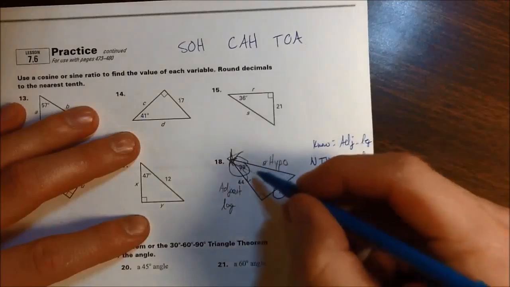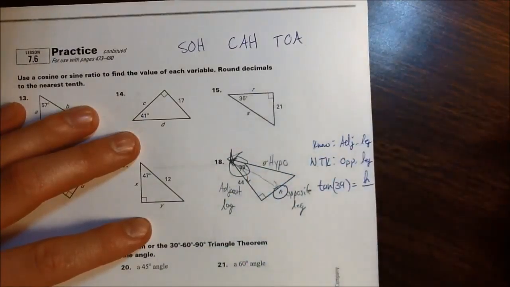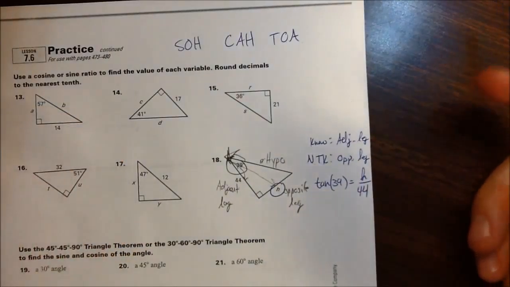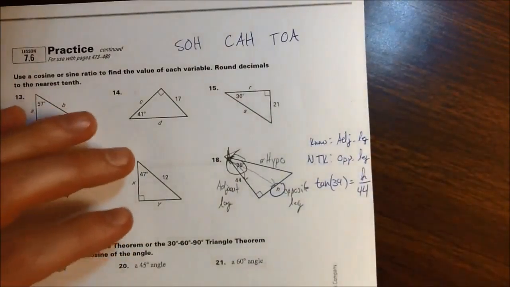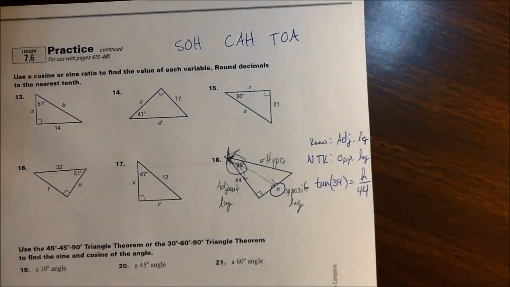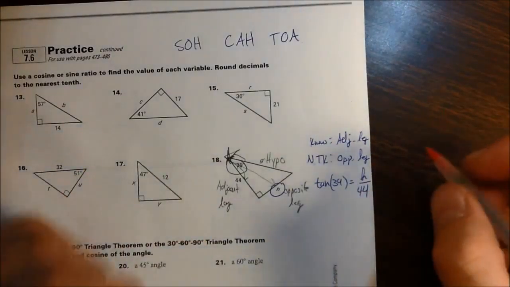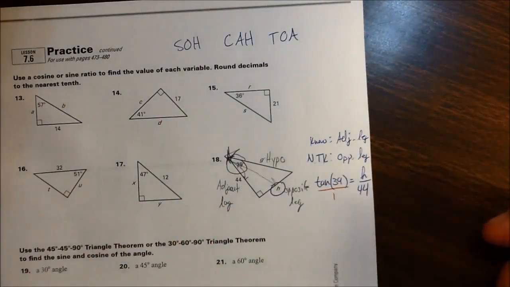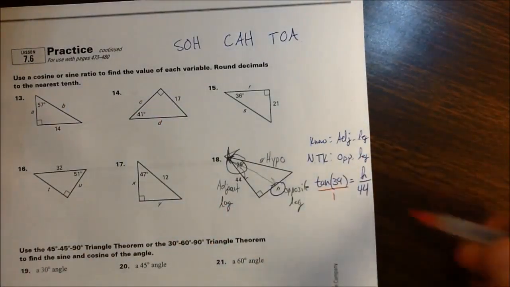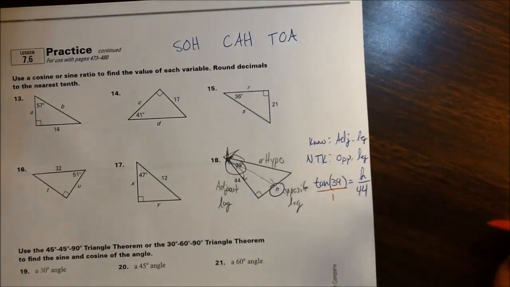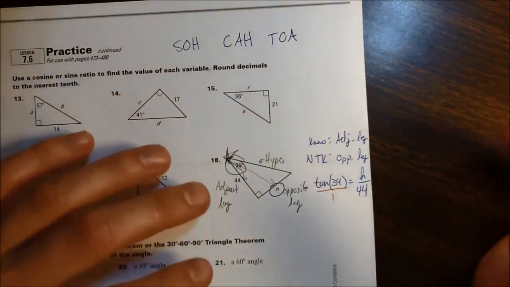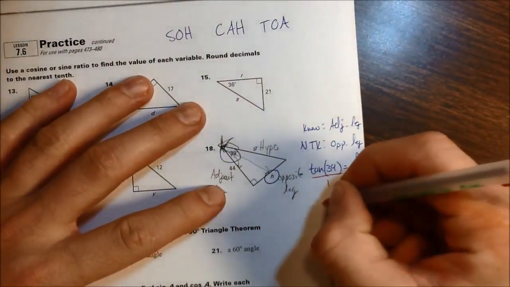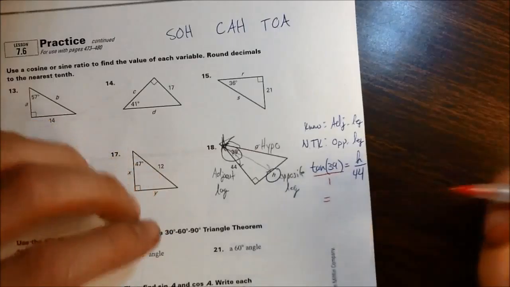My opposite side is h. My adjacent leg is 44. So I've got the ratio written out. Immediately after that, you put the trig function over 1. This is when you're looking for a side length. You put the trig function over 1, and then you cross multiply, making sure that the variable ends up on the left.